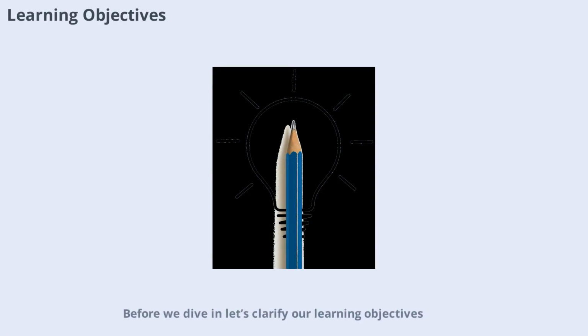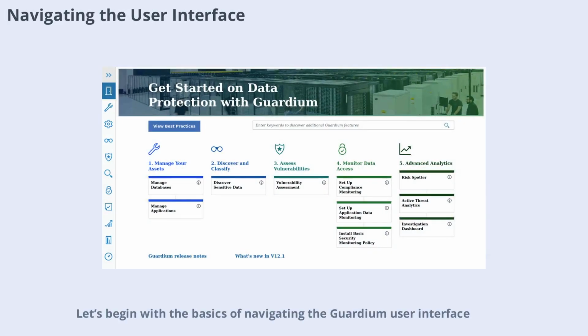Before we dive in, let's clarify our learning objectives. By the end of this video, you'll be able to confidently navigate the Guardium user interface, understand the layout and main features, and use the command line interface to update system parameters. We'll also touch on best practices for both UI and CLI usage, ensuring you can manage your Guardium environment securely and efficiently. These objectives will guide our exploration and help you focus on the most impactful skills for your daily tasks. Let's begin with the basics of navigating the Guardium user interface.